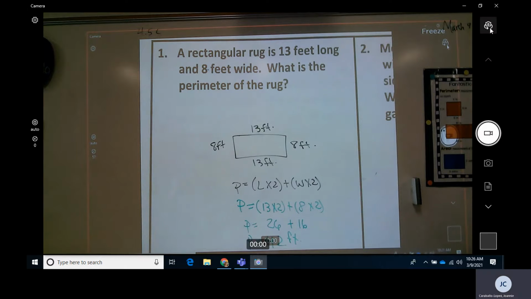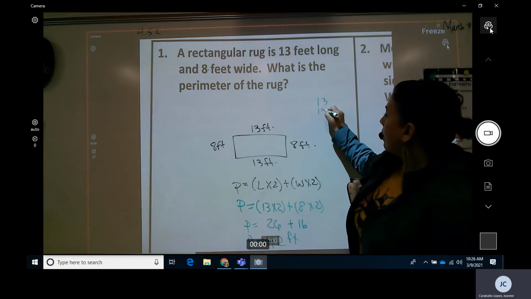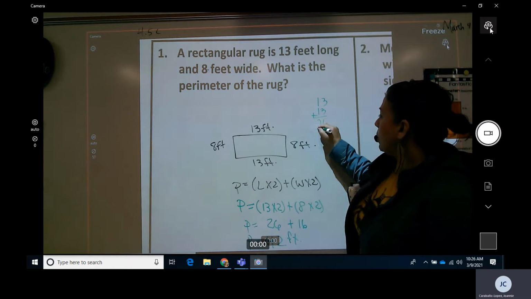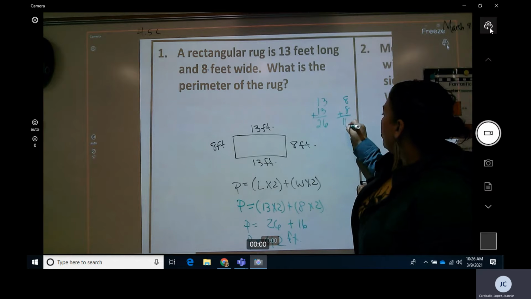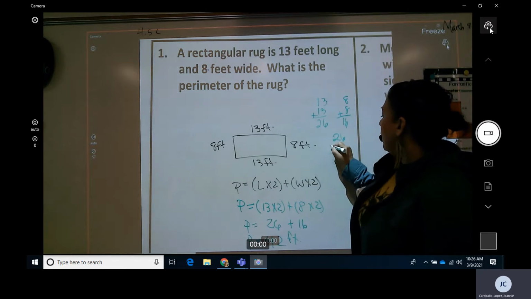I think in the long run, I like the distributive property a little bit better because it's quicker to do than adding all that together. But if you don't know how to add, then look, 13 plus 13, that's what? 3 plus 3 is 6, 1 plus 1 is 2. Then I'm going to add 8 plus 8. 8 plus 8 is what? 16. And then I'm going to add 26 plus 16.